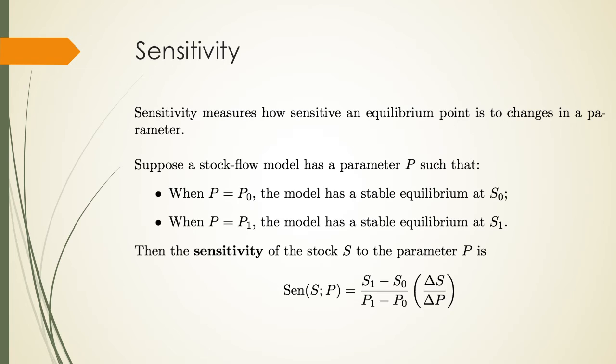In both of the previous examples, changes in parameter values led to changes in the equilibrium points. This motivates the notion of sensitivity. The formula for sensitivity computes the change in equilibrium value for a change in parameter value. Here, S1 and S0 represent two different equilibrium values for two different parameter values, P1 and P0.